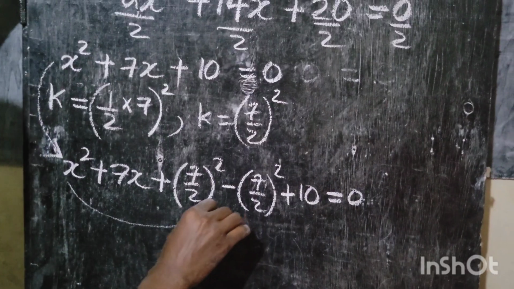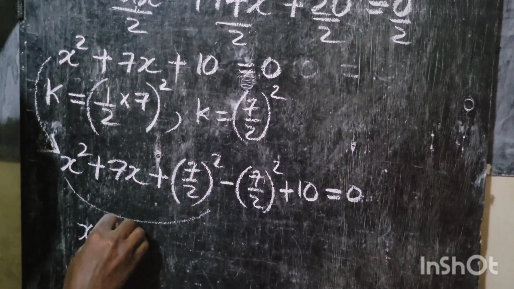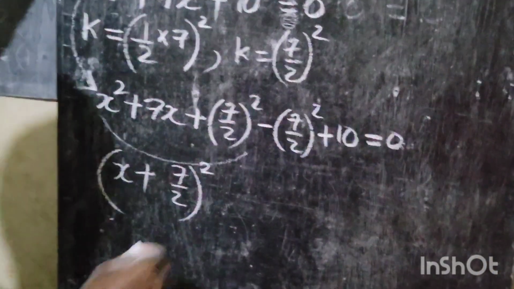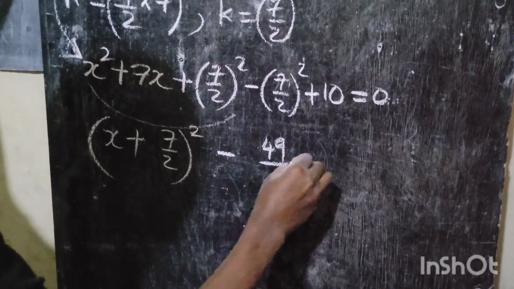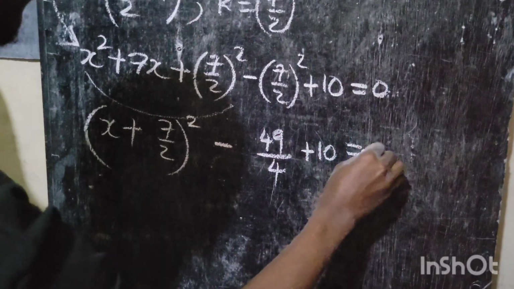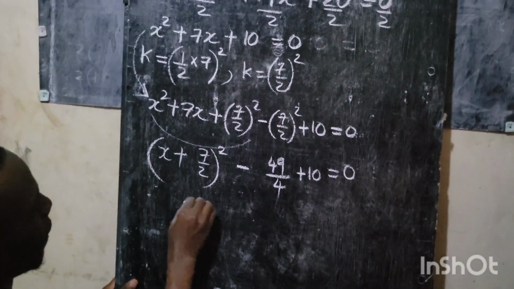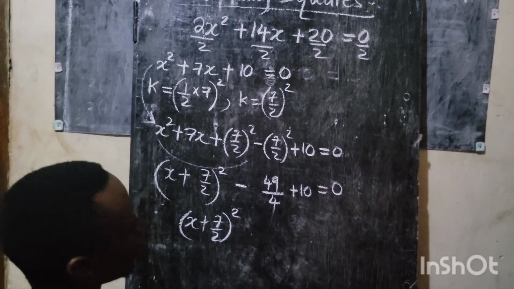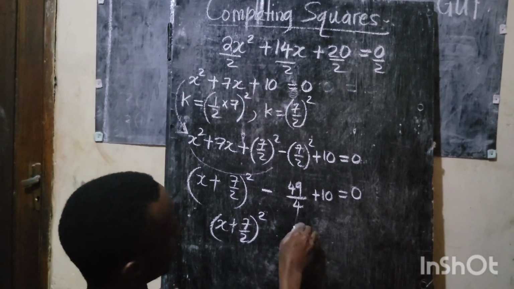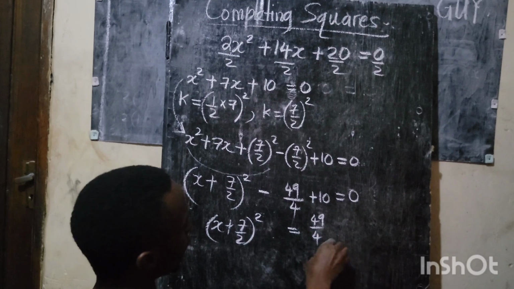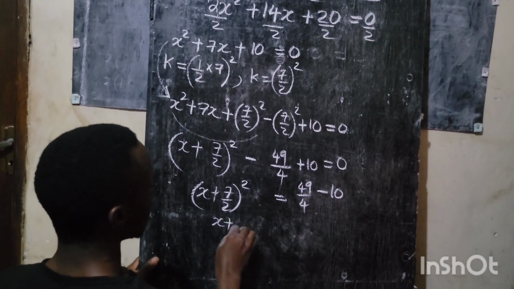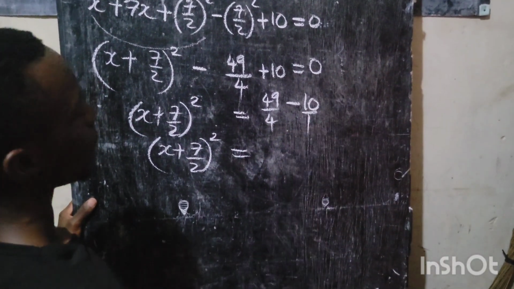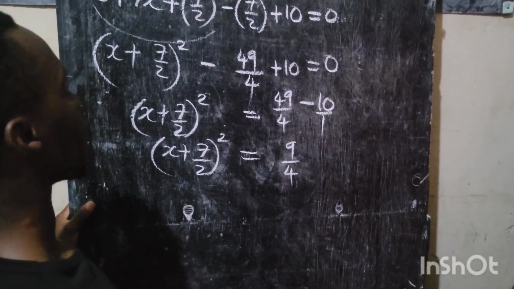Now this is a perfect square. So this is x plus 7 over 2 all squared. If you try to expand this, you will realize that it should give you this. Then minus 49 over 4 plus 10 equal to 0. Then our x plus 7 over 2 all squared minus 49 over 4 plus 10, that's calculator work. So we take them to the right, that's 49 over 4 minus 10. So our x plus 7 over 2 all squared will be, of course, over 4, that will be 9 over 4.